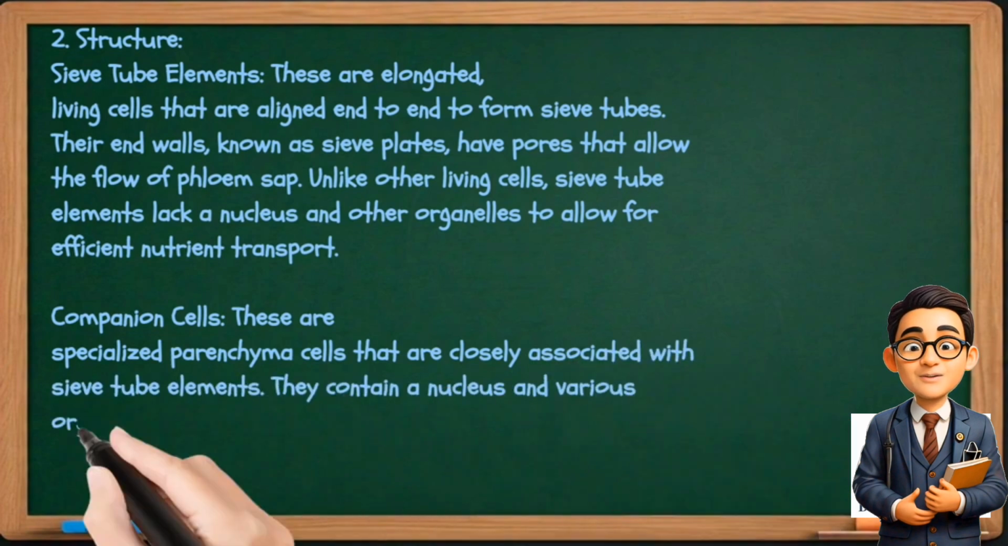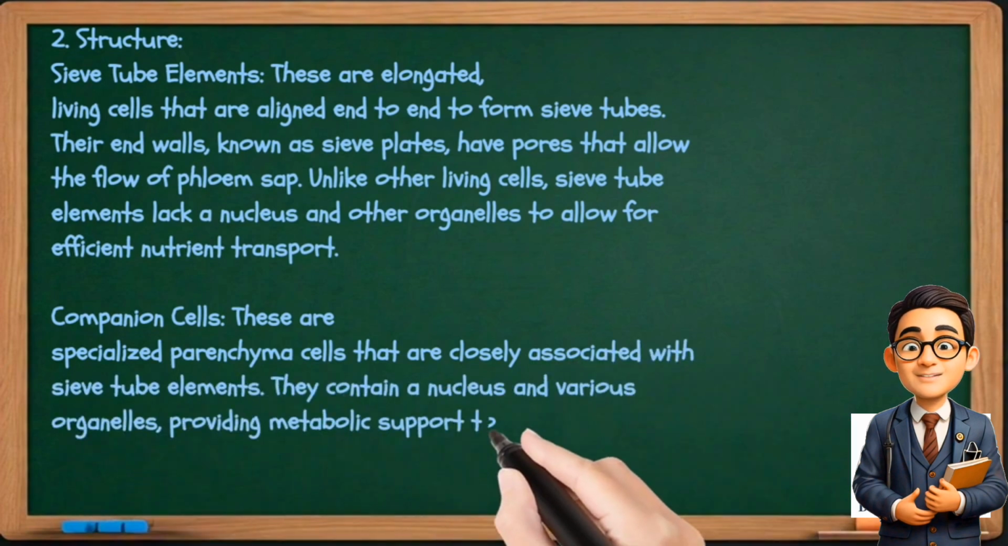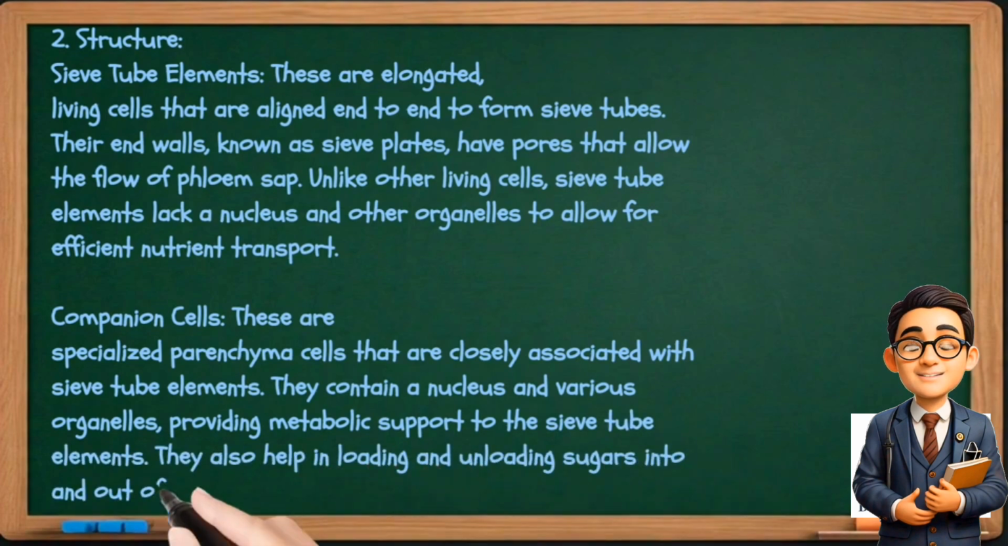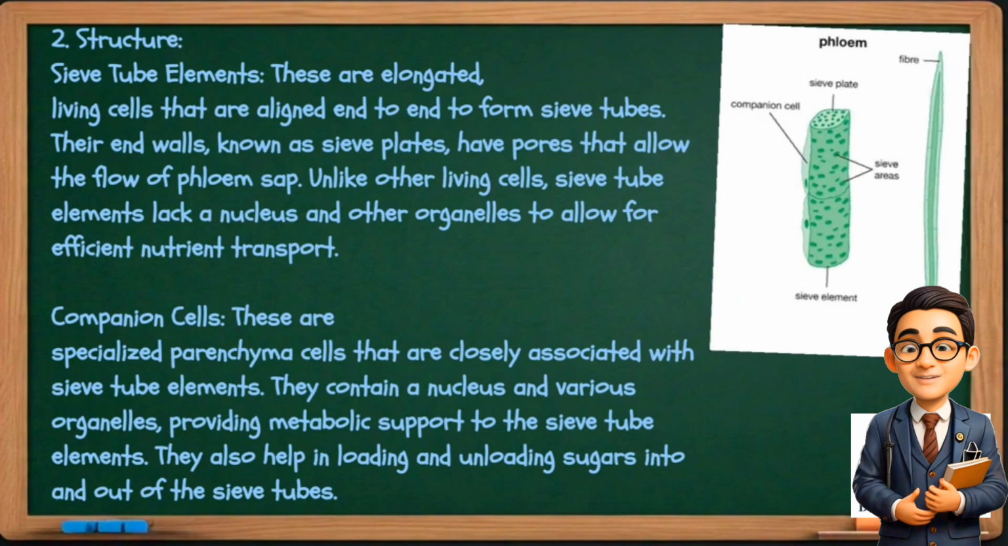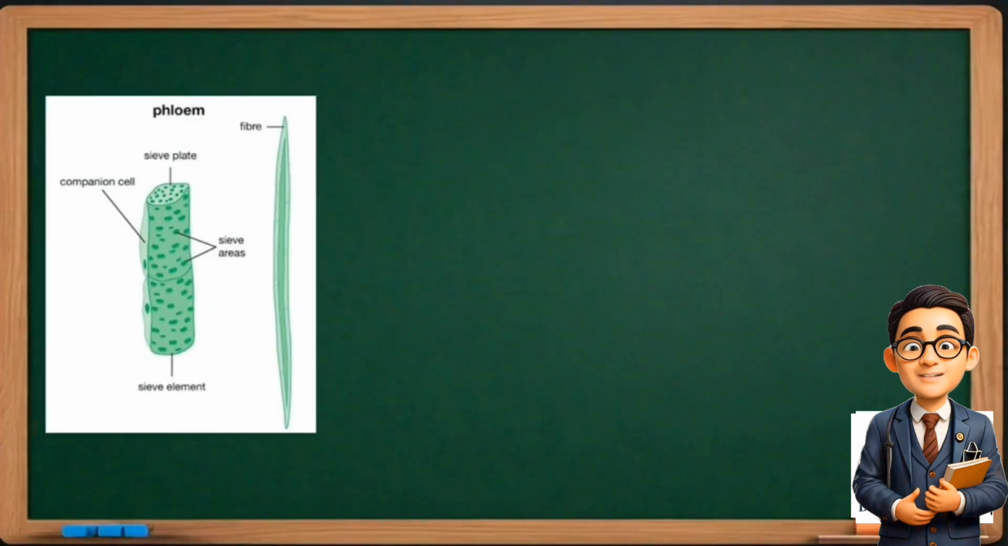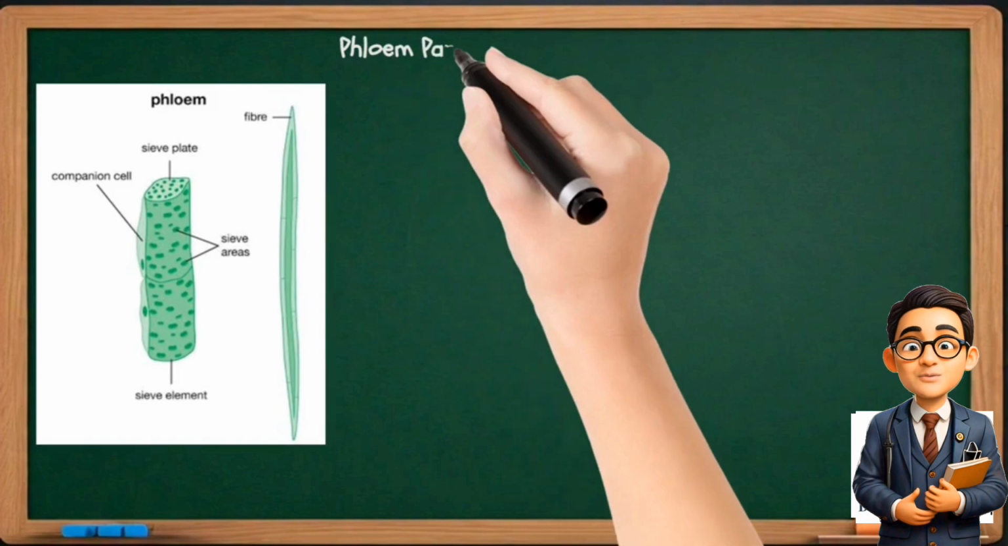Companion cells. These are specialized parenchyma cells that are closely associated with sieve tube elements. They contain a nucleus and various organelles, providing metabolic support to the sieve tube elements. They also help in loading and unloading sugars into and out of the sieve tubes.